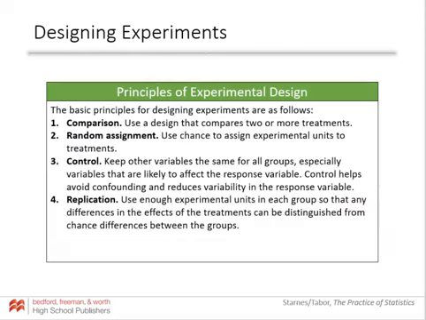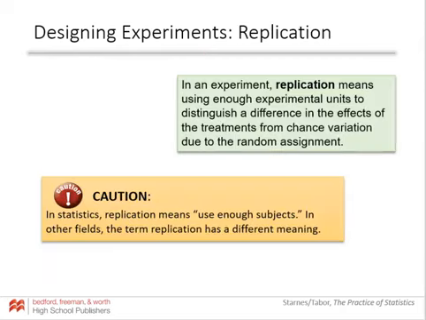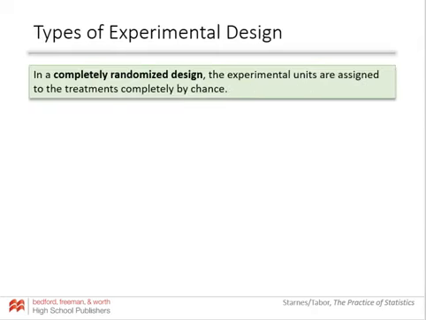All right, keeping those things the same so that as much as possible, the only difference was the magnets. And our fourth principle is something called replication. This just means each group needs to be large enough that any sort of outliers or messy things in our group don't skew the results too far. Okay. Make sure we don't get confused with the English definition of replication, meaning just repeating it. In statistics, it has a very specific meaning, which just means that we have enough experimental units in our study that we can be confident in the results.